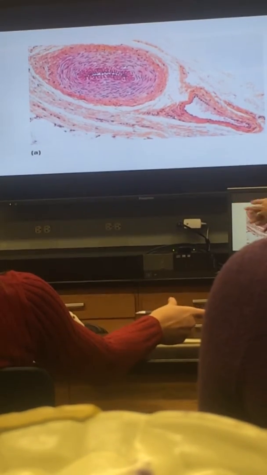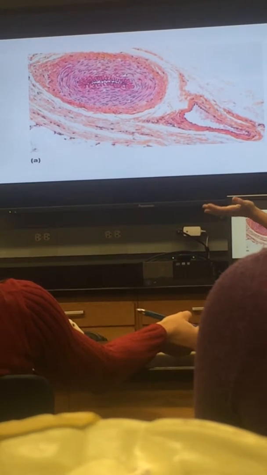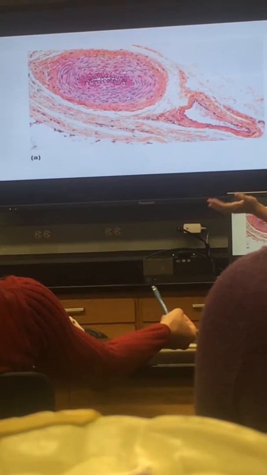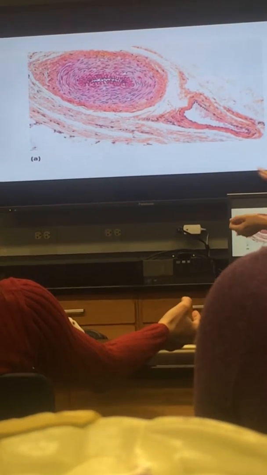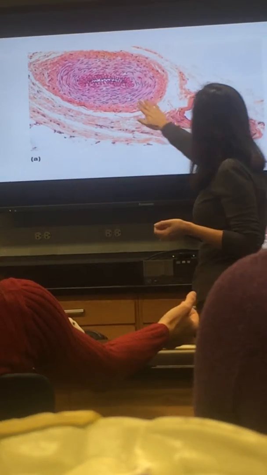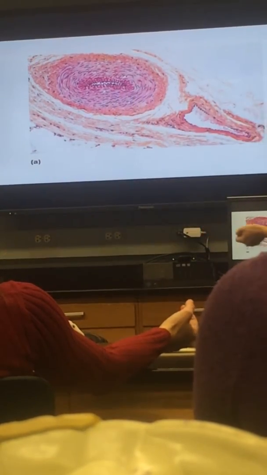If you see something like this, what am I trying to ask you here? Artery versus vein. Which one's your artery and which one's your vein? Your artery is the one with full muscle. Vein is the one that's flat. What's this? That's your vein. That's an artery. Artery.